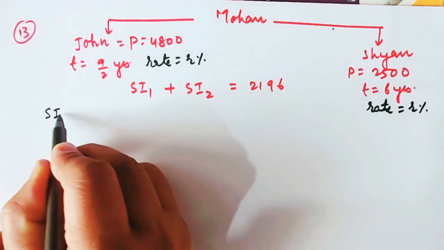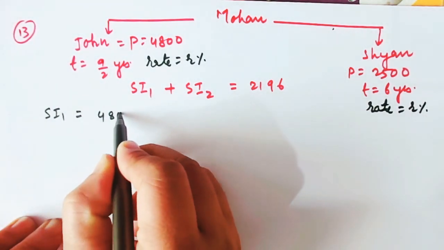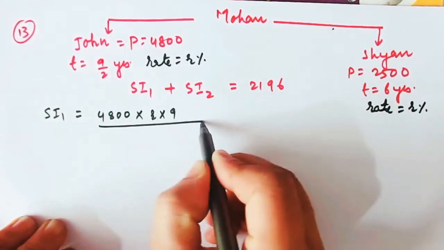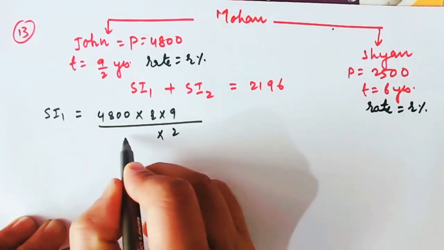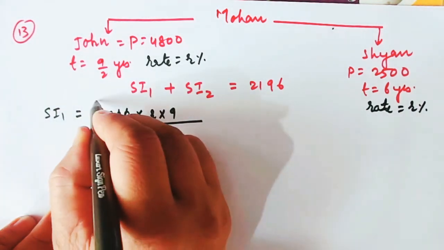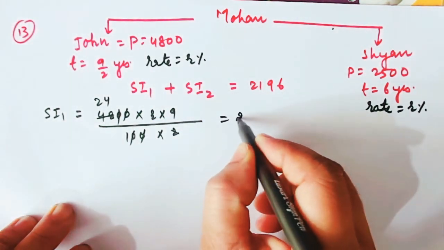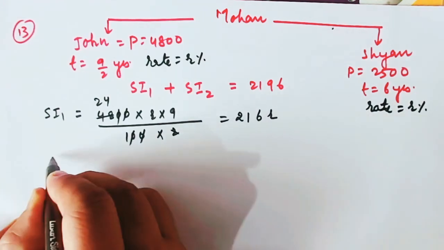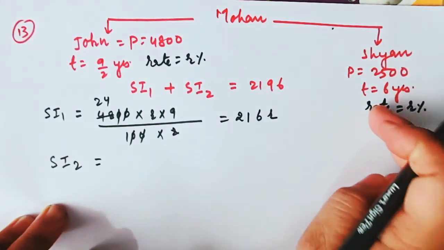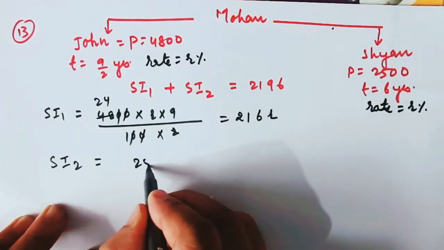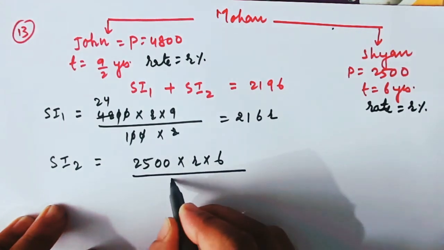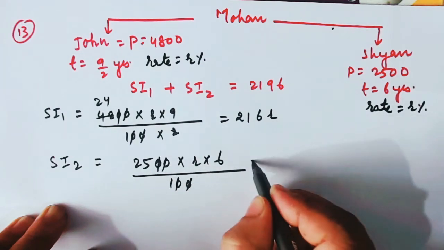So here, my dear, SI1 will be equal to 4800 into R into 9/2 by 100. How much will you get? You will get 216R. Similarly, your SI2, that is the second simple interest, is equal to your principal into rate into time by 100. What will you get over here?